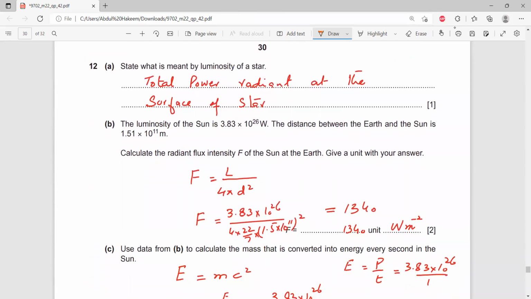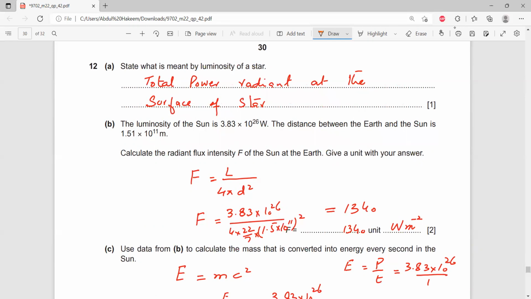Next, state what is meant by luminosity. Total power radiated at the surface of the star is called the luminosity. The luminosity of the sun is given as 3.83 × 10^26. The distance between the earth and the sun is 1.51 × 10^11. Calculate the radiant flux intensity F of the sun at the earth. Give a unit with your answer.